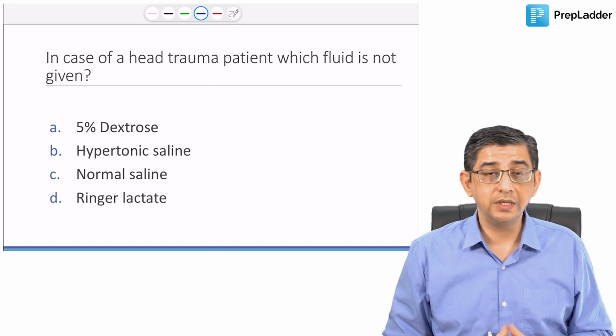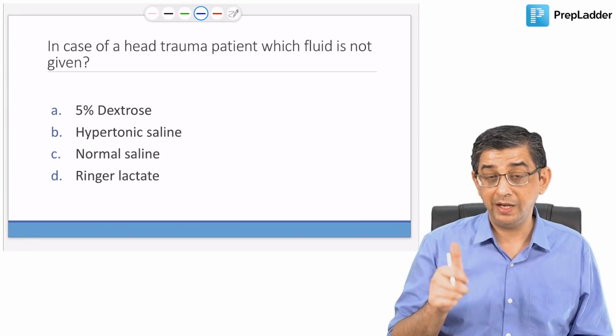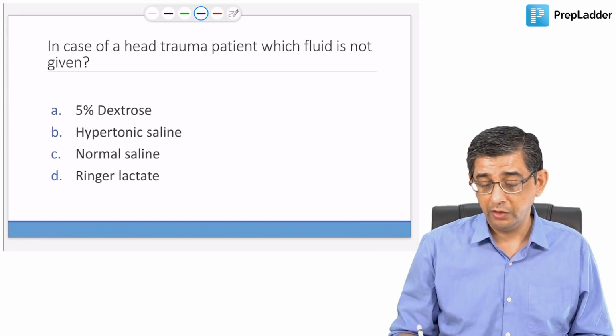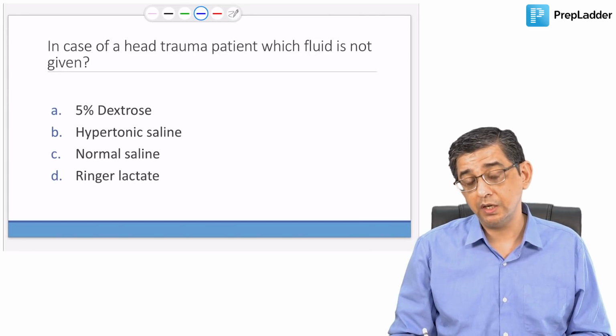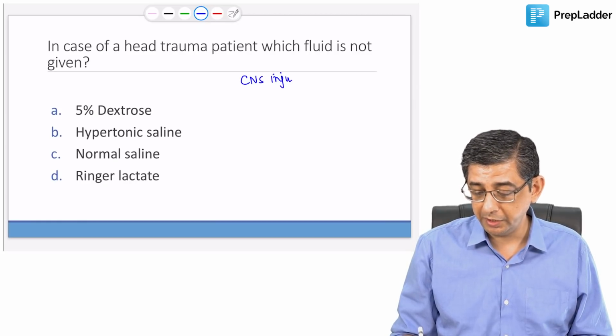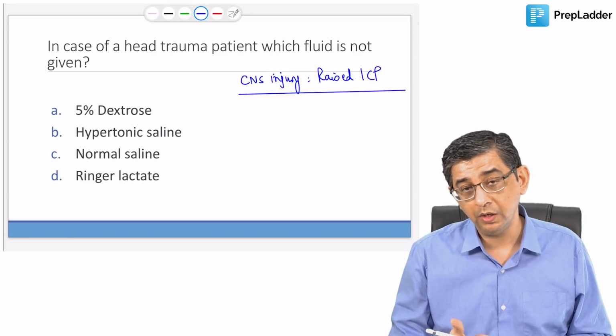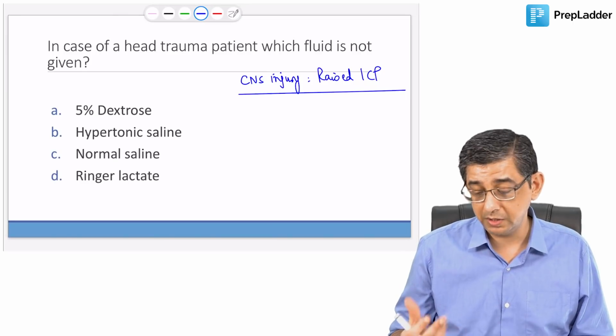The next question says, in a case of head trauma, which fluid is not given? You see, the bottom line is, and I've highlighted this in the discussion of fluids, that whenever a person is having a CNS injury, whenever a person is having a raised intracranial pressure, then you should be giving hypertonic fluids. Hypertonic fluids can be like mannitol. Hypertonic can be like 3% saline.